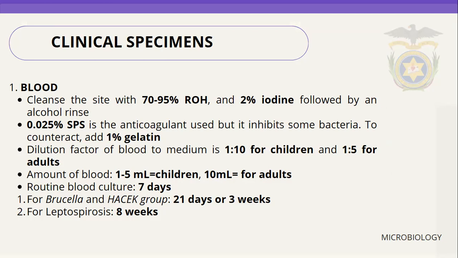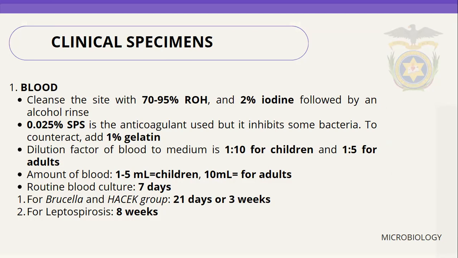So our dilution factor of blood to medium is 1 is to 10 for children, and 1 is to 5 for adults. And the amount of blood that should be collected is 1 to 5 ml for children and 10 ml for adults.